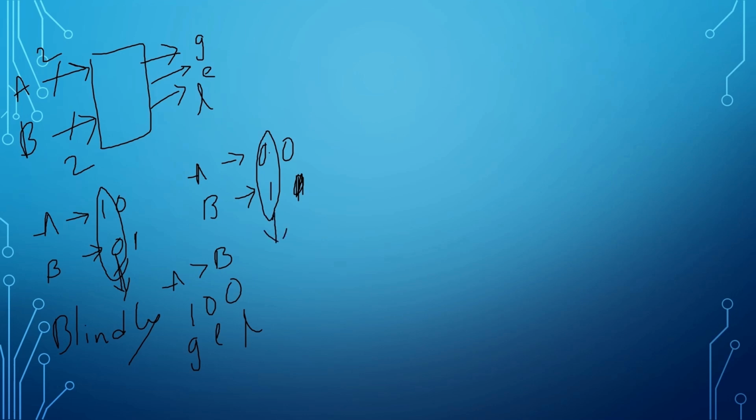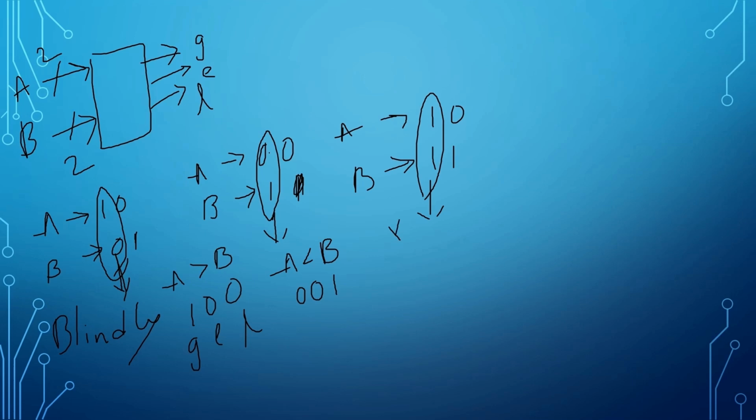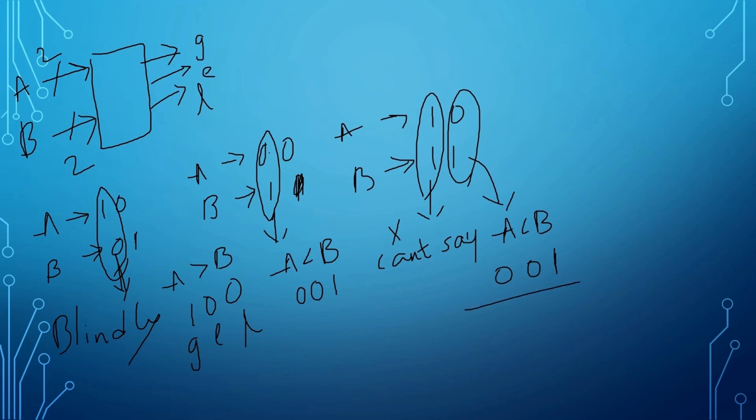Looking at this, first we need to look at the leftmost bits. Blindly we can say A is less than B and we get output as 0 0 1. What if A is 1 0 and B is 1 1? By looking at this we can't determine, so we definitely need to consider the next bit. So by seeing this, A is less than B, and we will get output as 0 0 1.